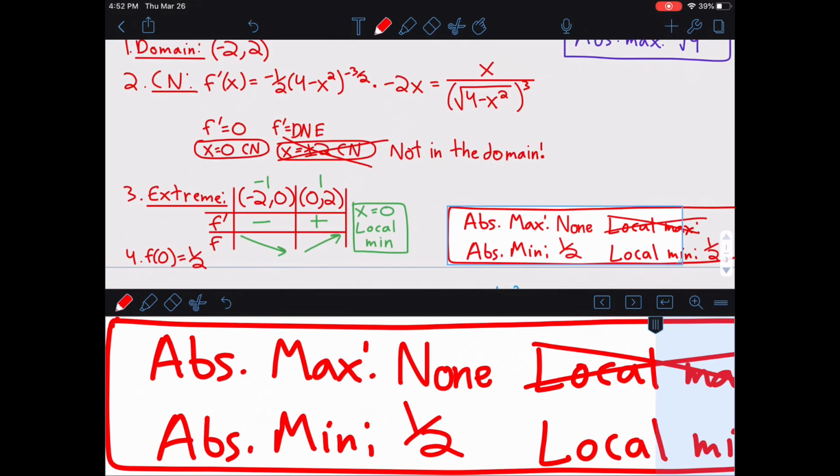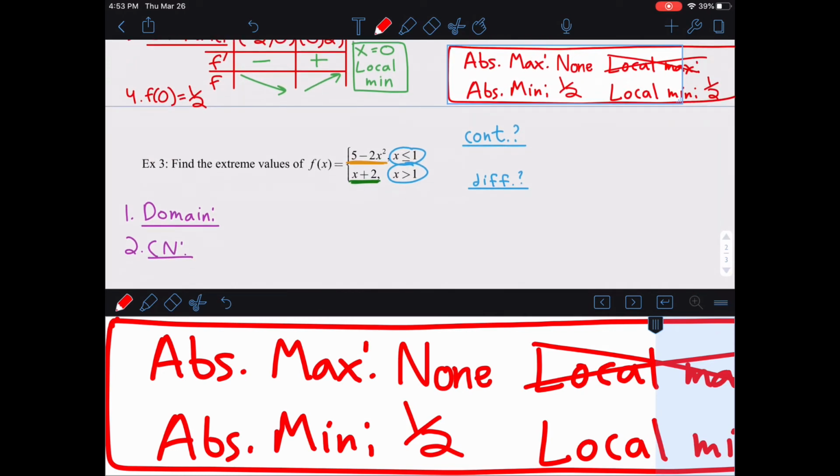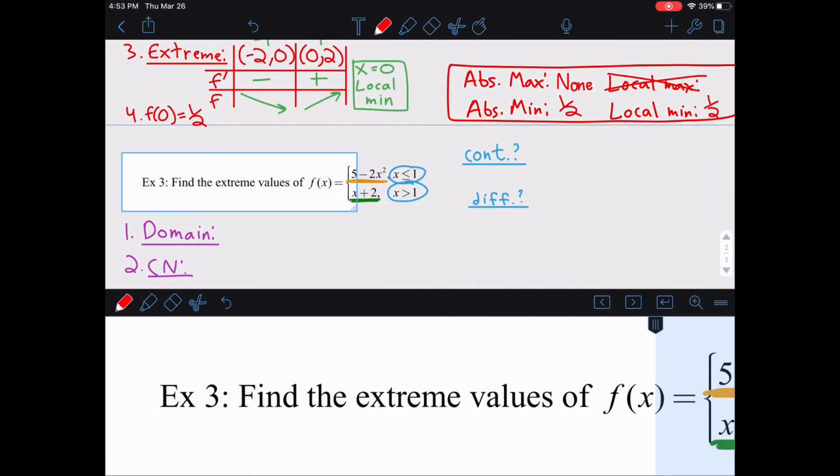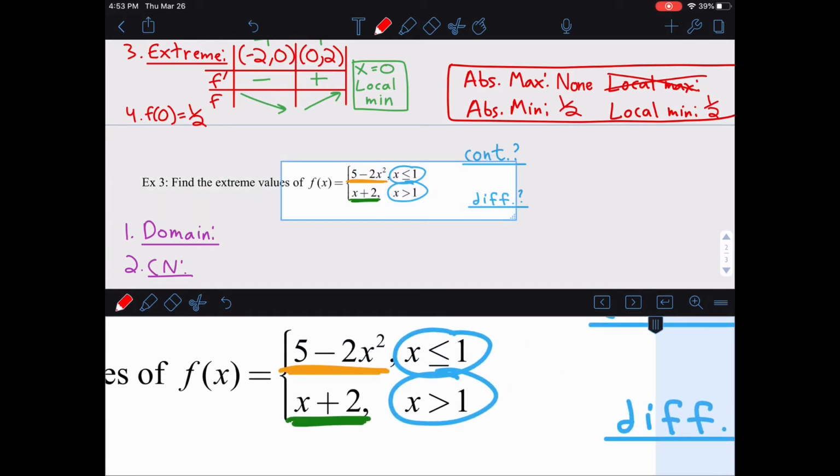All right, so let's take a look at the same idea here, but this time with a very fun function. Example 3, find the extreme values of f of x. And this time we have a piecewise function. So we have two pieces here, 5 minus 2x squared when x is less than or equal to 1, and x plus 2 when x is greater than 1.